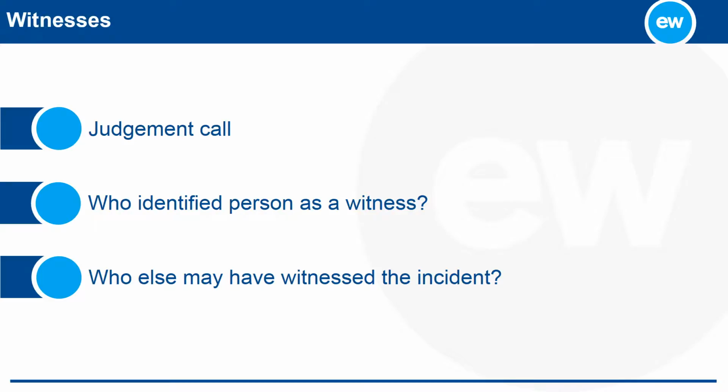How do you identify your witnesses? This is going to be a judgment call for the investigator. Some witnesses will be obvious because they either came forward to report the incident or have been identified by the complainant as a witness. Some witnesses will not be obvious, and the investigator may have to press the complainant for details of witnesses.